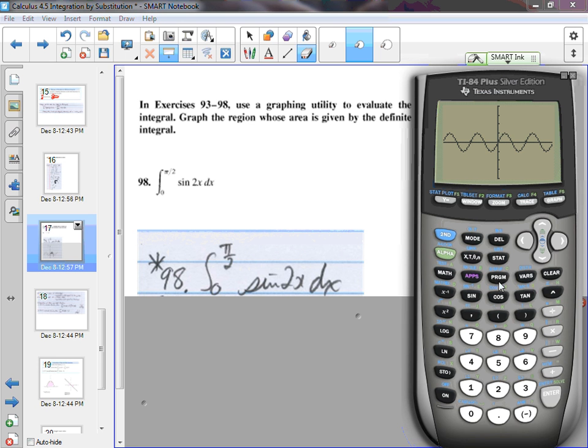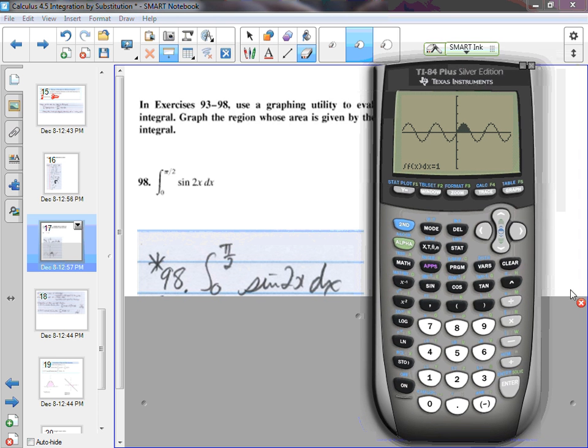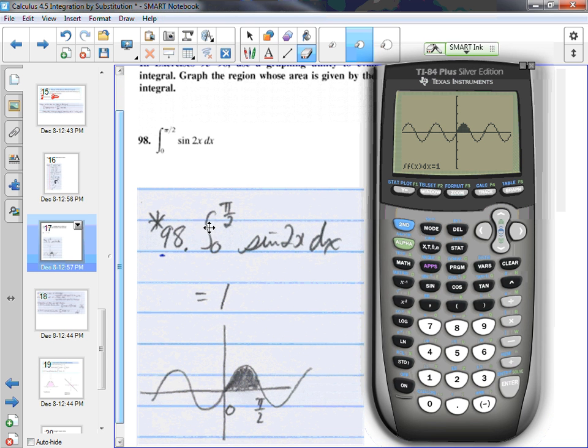Our lower limit of, so then we do second calc. I choose the integral, which is number 7 for me. Our lower limit of integration is 0. Our upper limit of integration is pi divided by 2. And there we go. One of the things you're required to be able to do on the AP test is to find a definite integral on your calculator. And that's how you do it. Any questions?